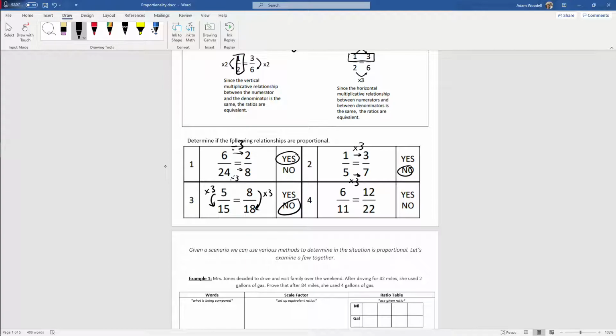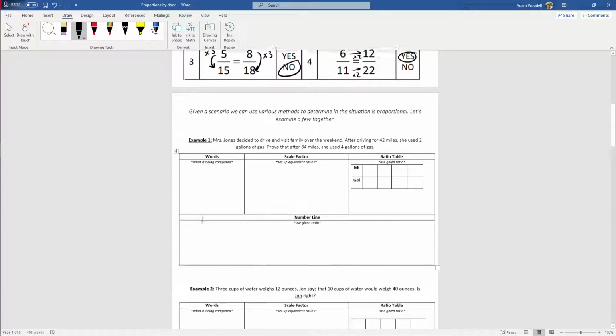And I would say let's continue with the vertical, but it doesn't look like that's going to work. So let's go the other way. Let's get horizontal again. 6 to 12, that means I'm going to multiply by 2, which means I can multiply by 2 down here as well. And it looks like it checks out, so that is proportional.